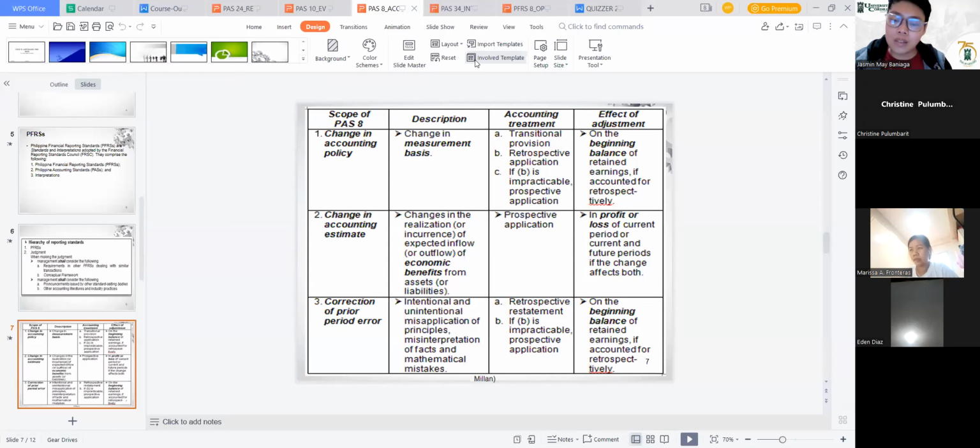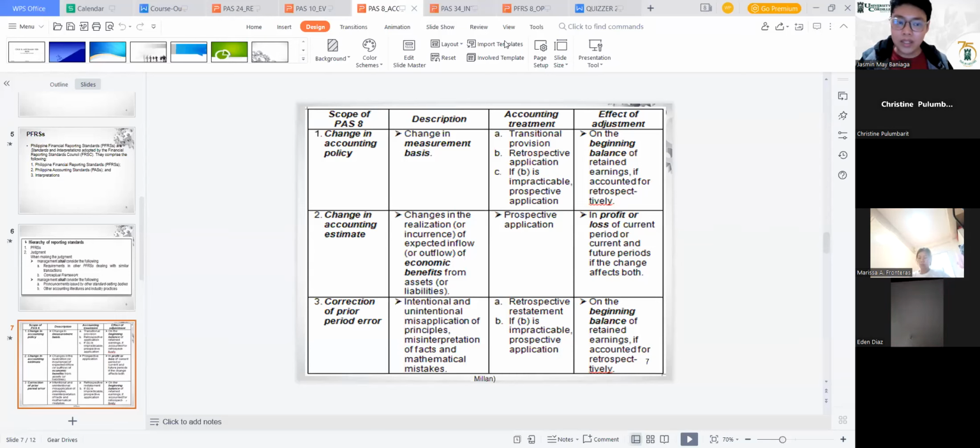So, accounting policies, retrospective application, lagi yung tatandaan. Yan ang unang basis niya. Pwede rin daw bang prospective? Yes, in case it is impractical to do retrospective application. But the general rule, changes in accounting policies, retrospective application, effect, beginning balance of the retained earnings. Kasi nga baka sarado na yung mga libro ng mga nakaraang periods or reporting periods.